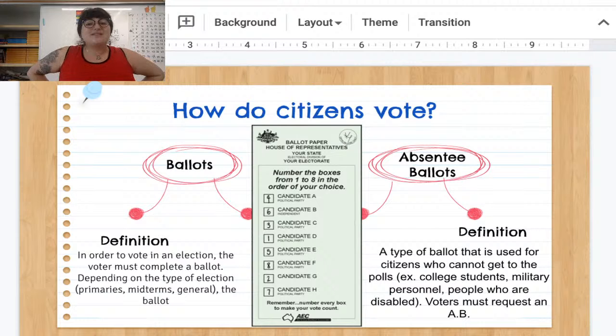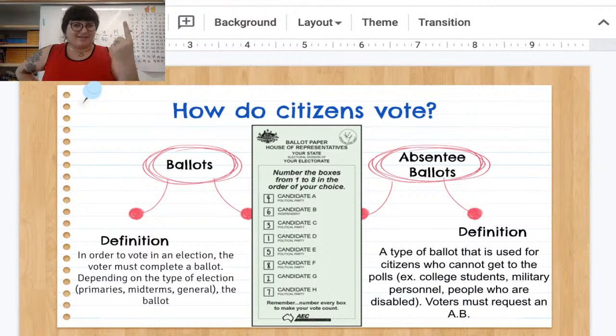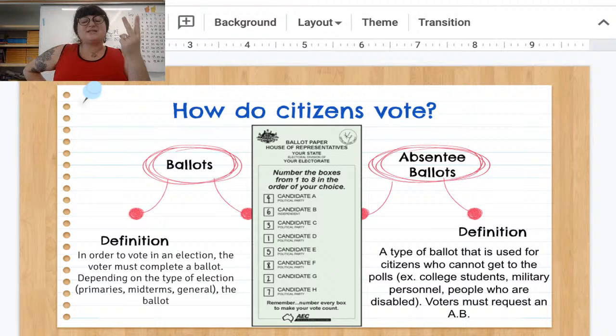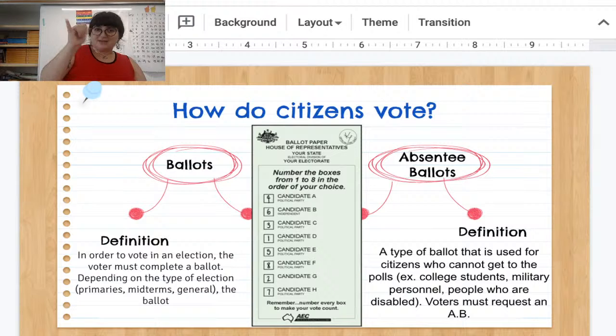How do citizens vote? There are two ways that citizens vote. The first is with a ballot, and the second is with something called an absentee ballot. I've heard of both of these. Yes, I've heard of these. I want to know more. Well, we define a ballot as this. In order to vote in an election, voters must complete a ballot.